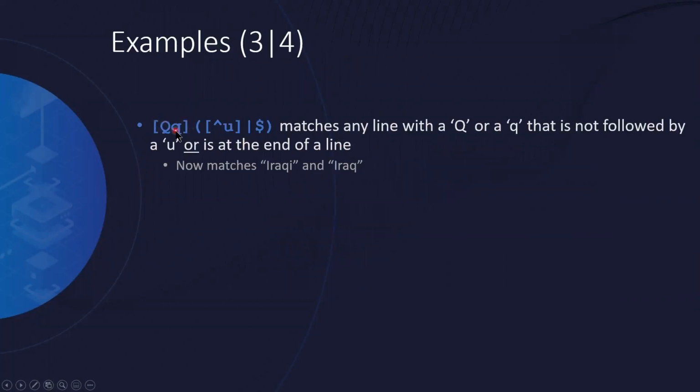Back to the old one, I was looking for any line with an uppercase Q or a lowercase q that's not followed by a U, but here I'm adding in the parentheses and a vertical bar, an or, then a dollar sign, which is the end of the line. So what I'm now looking for is any line with a Q that's not followed by a U, or is at the end of a line. So this now matches Iraqi and Iraq, because the previous search didn't have the or dollar in it, and it didn't bring up Iraq because the Q here is at the end of the line.